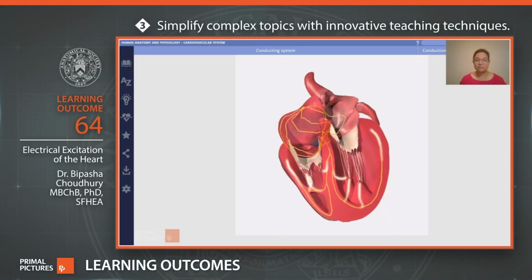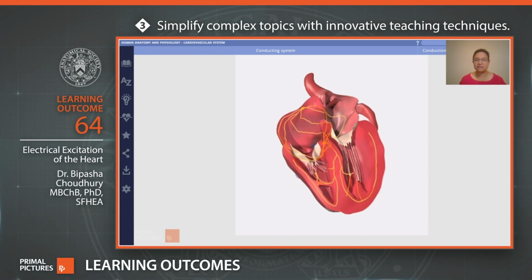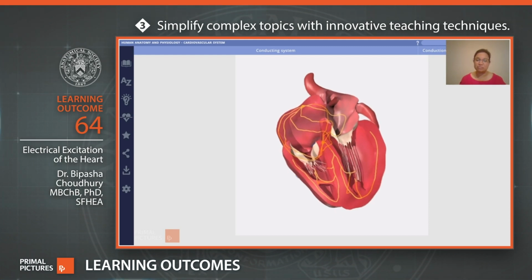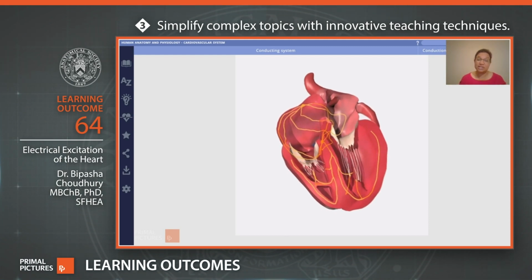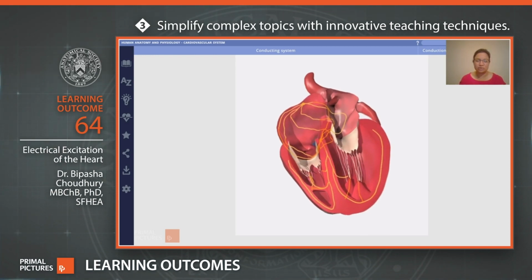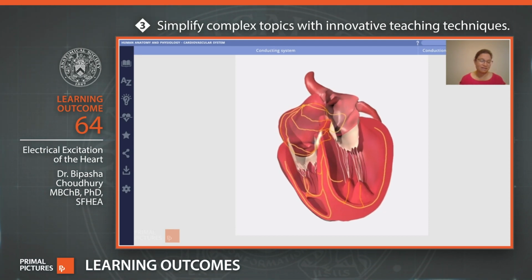The heart has pacemaker cells, and these are specialized cells that can contract on their own without any external nervous input. So they self-generate electrical signals and spread that wave of depolarization through the chambers of the heart and cause it to beat around 100,000 times each day.